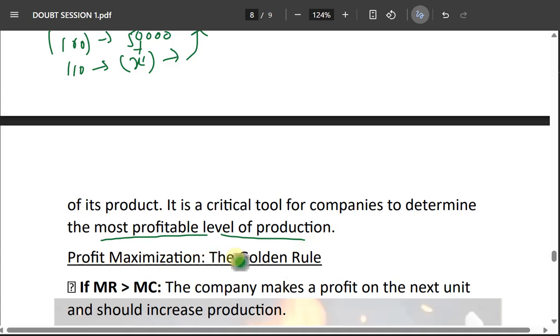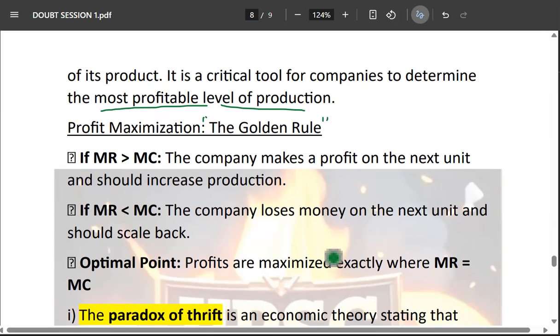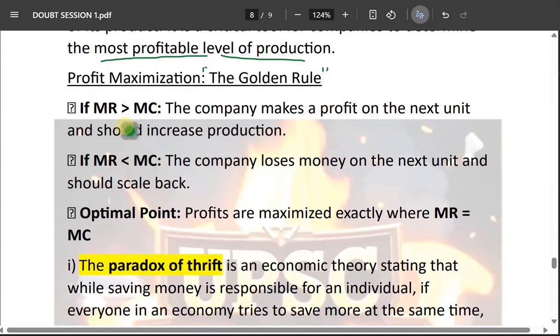So how does profit maximization work? There is a golden rule to maximize your profit. Just remember this golden rule, it is very helpful. If your marginal revenue is more than marginal cost, the company makes a profit on the next unit and should increase production. If the marginal revenue is less than marginal cost, the company is losing money on the next unit it produces, and should scale back.